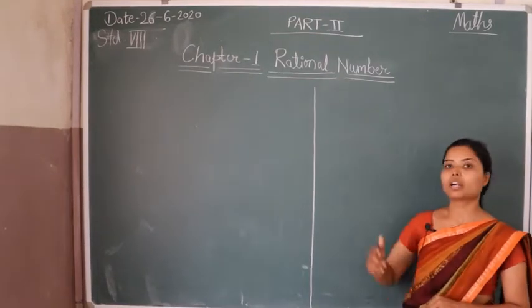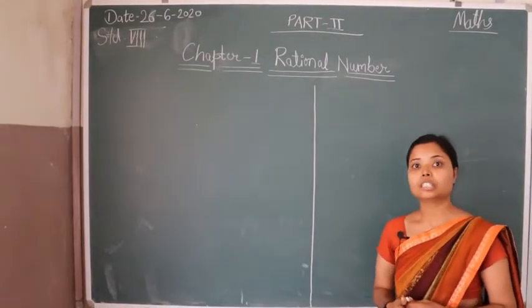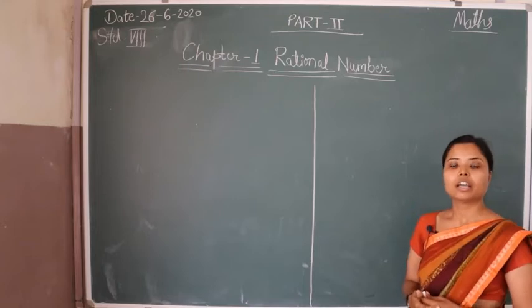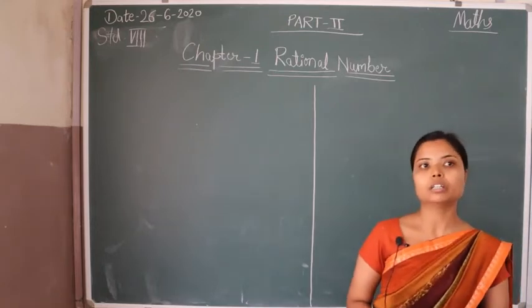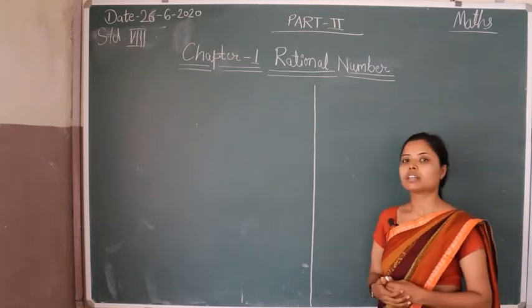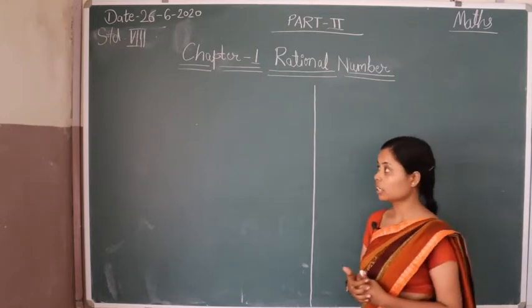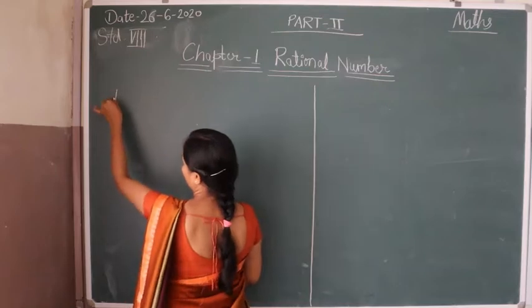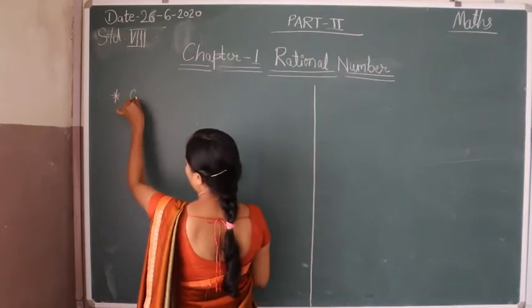In its first part we learned the definition and first property of rational numbers, which is closure. Now we start the second property of rational numbers, the commutative property. Let's start.